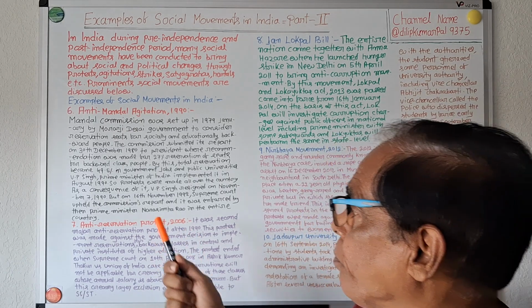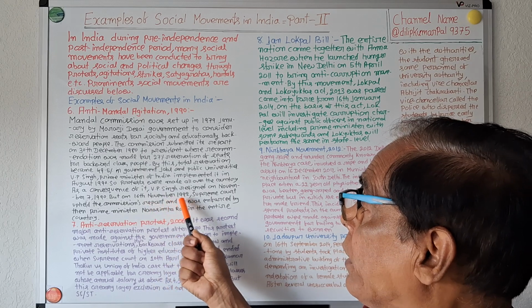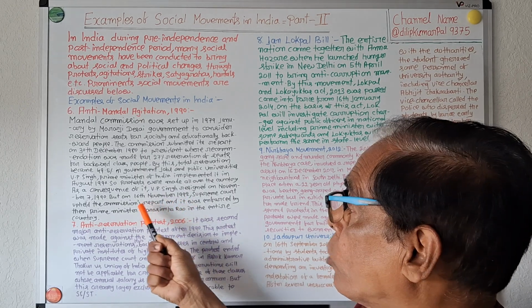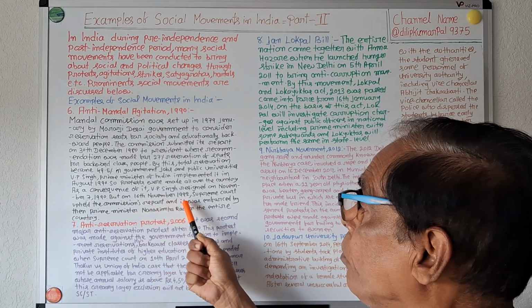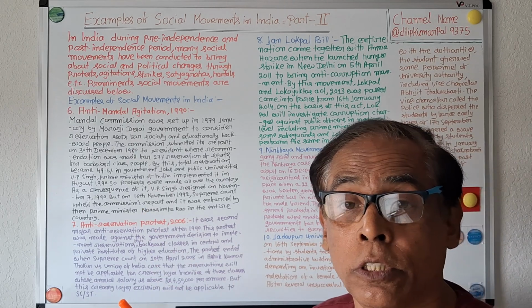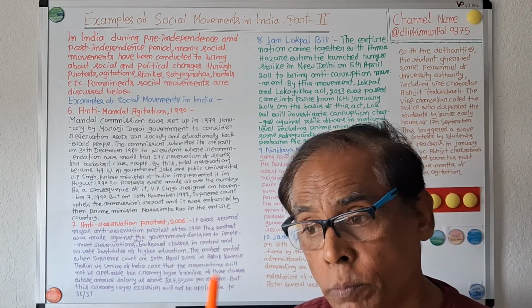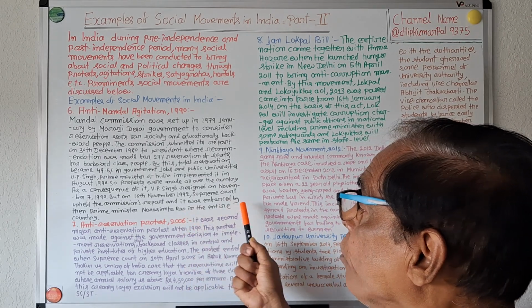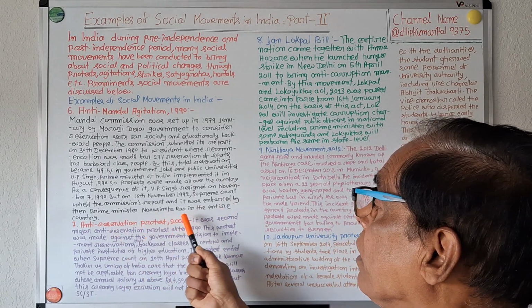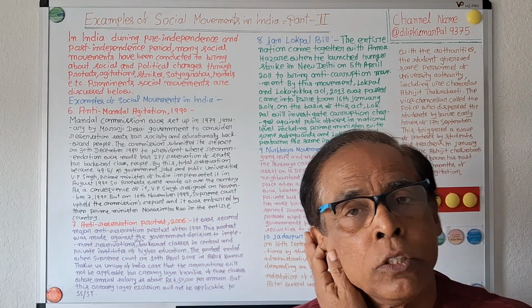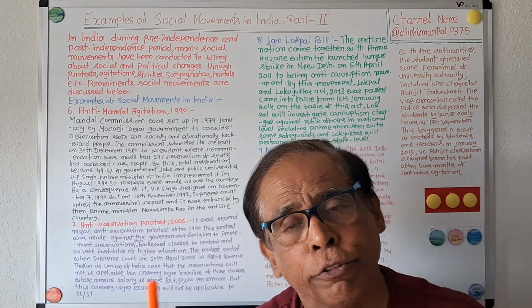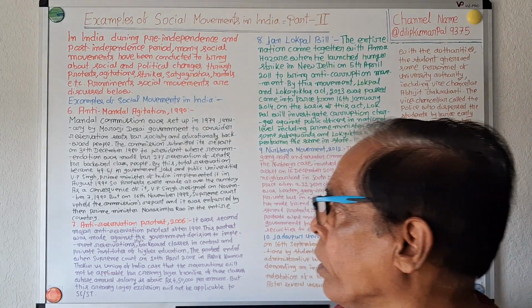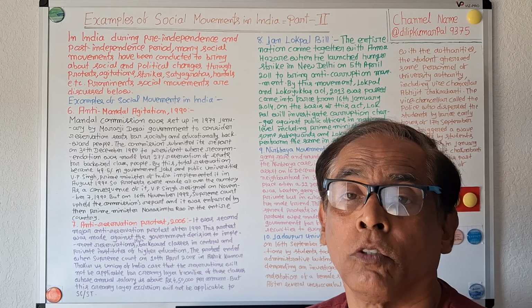But on 16th November 1992, the Supreme Court upheld the commission's report. The Supreme Court said that the commission report is just and should be implemented. So it was enforced in the entire country by then Prime Minister Narasimha Rao. This is the sixth social movement.